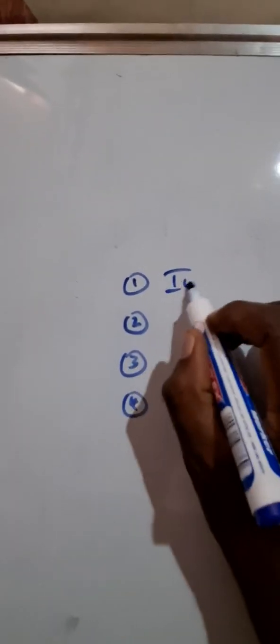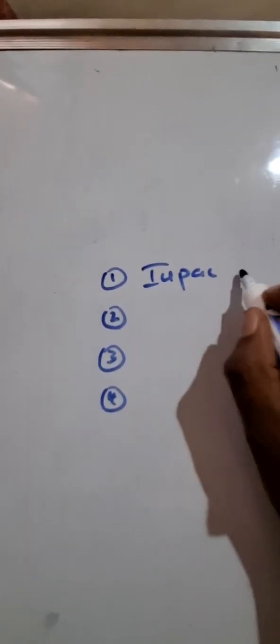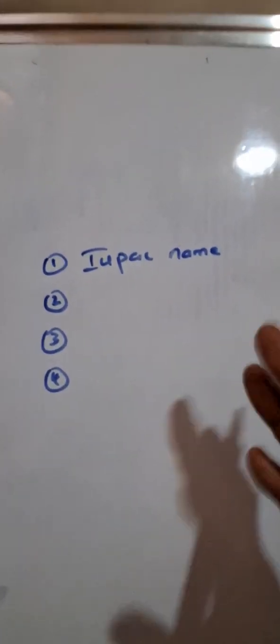One, you need to be able to do what we call the IUPAC name. The IUPAC name is basically just the name: methane, ethane, propane, butane, pentane, whatever. Now, we haven't done the branches.